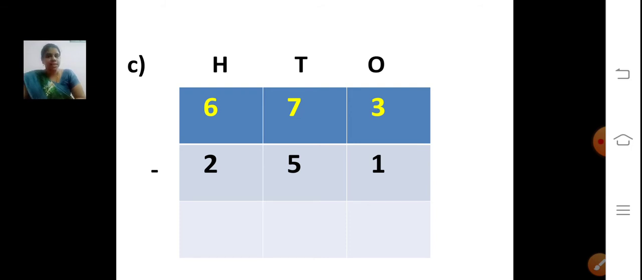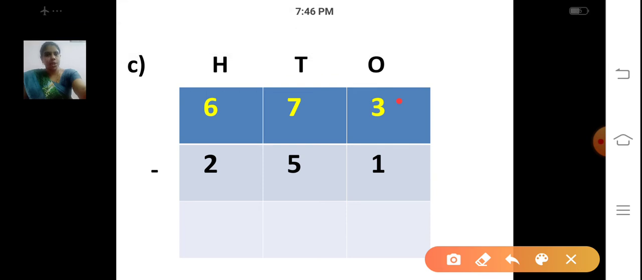673 minus 251. Let's subtract the two numbers. So first let's start with the ones place. So 3 ones minus 1 one. 3 minus 1. After 1, 2, 3. So 2. 3 minus 1 is 2.